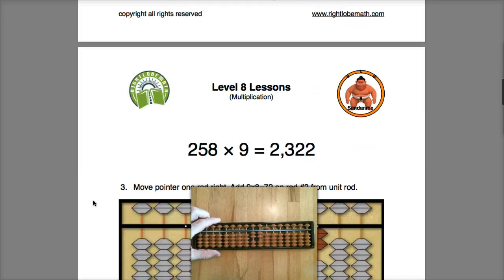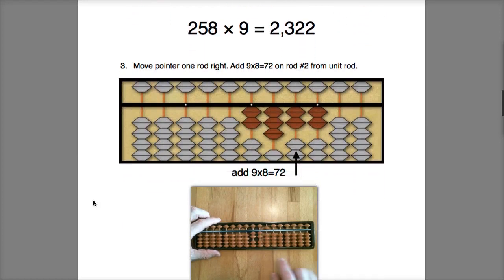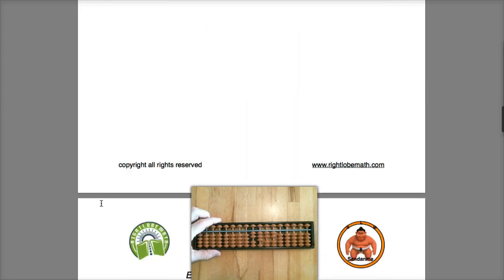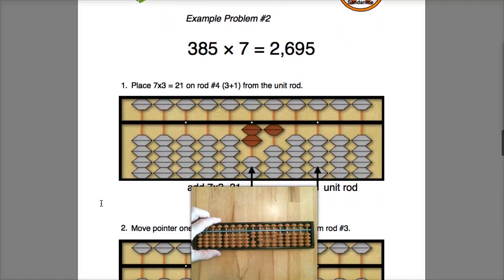Okay, so now we're going to continue on to the third digit by moving again 1 rod to the right, and now we multiply 9 times 8, which is 72, and to add 72 we add 1 to the next rod left and subtract 7's 10 pair 3 in the form of a 5 pair, and then add the 2, and we have a final answer of 2,322. So hopefully that was a pretty straightforward problem for you.